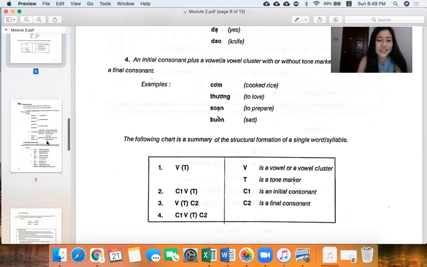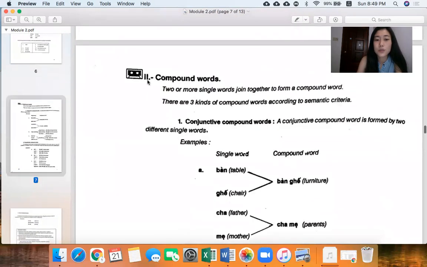2. Compound words. Two or more single words joined together to form a compounded word. There are three kinds of compounded words according to semantic criteria. 1. Conjunctive compounded words. A conjunctive compounded word is formed by two different single words.